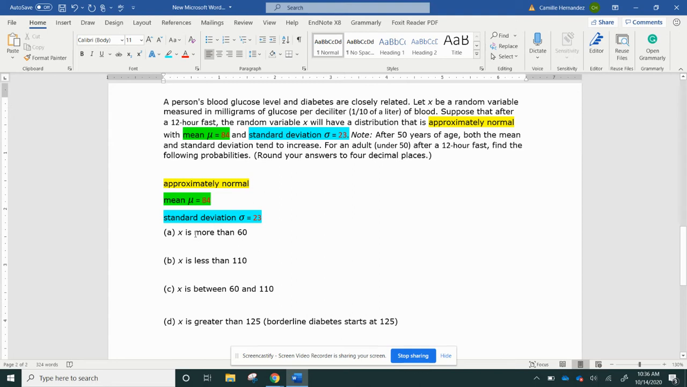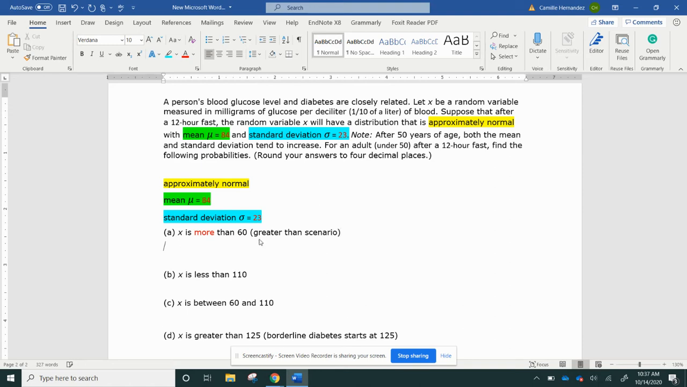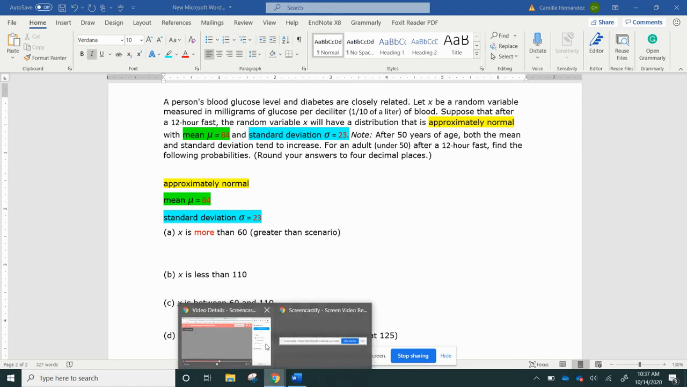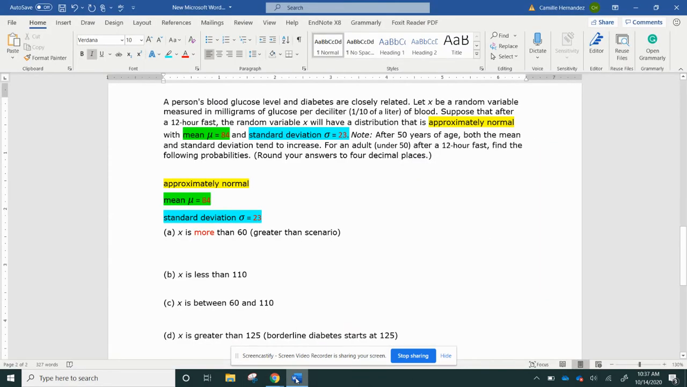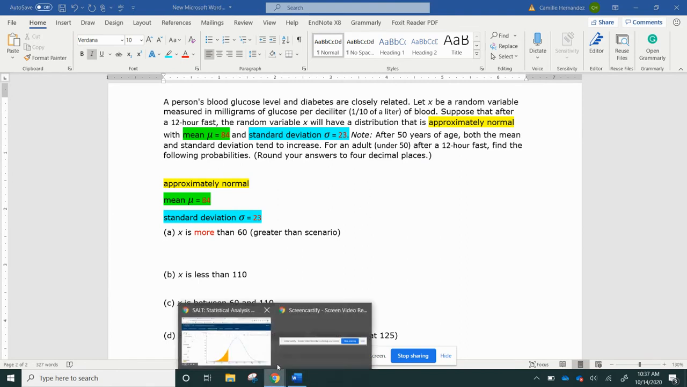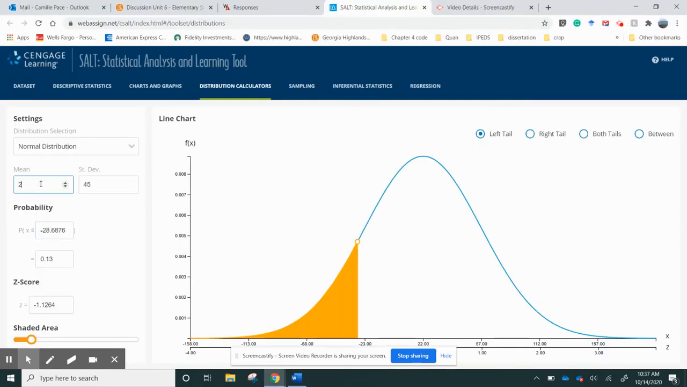Okay, since it says more than here, and I'm going to put it in red, this is a greater than scenario. So what am I going to do there? I'm going to go to SALT here. This is the one I was using from the last one, but I've got to change my standard deviation and my mean. So now my mean is 84.